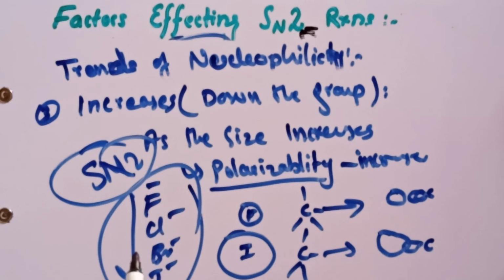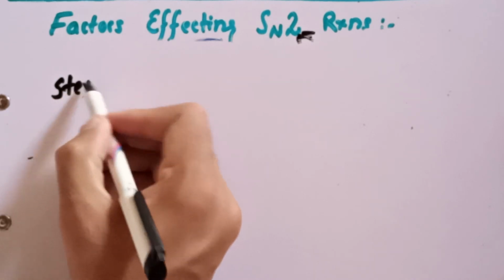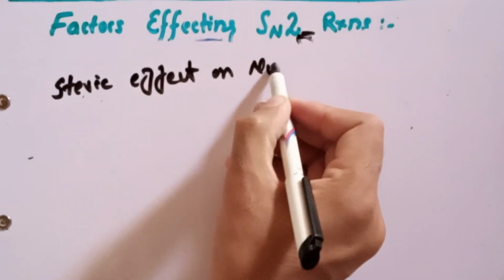I hope today's lecture is clear. This is one factor that affects nucleophilicity. In the next lecture we will study the steric effect on nucleophilicity, which one will act as a good nucleophile and which one as a weaker nucleophile. Not in the next lecture, but I am explaining it just now. The second factor on nucleophilicity is the steric effect on the nucleophile.